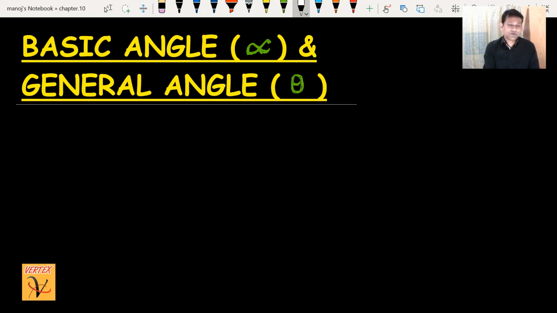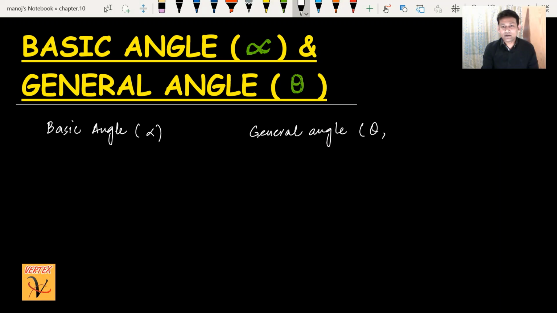I would like to say something about the basic angle first. Basic angle, normally we write with the sine alpha. And the general angle we write normally theta or x or any other. There is no problem, you can write theta or x, but according to the books we are writing theta or x as a general angle.